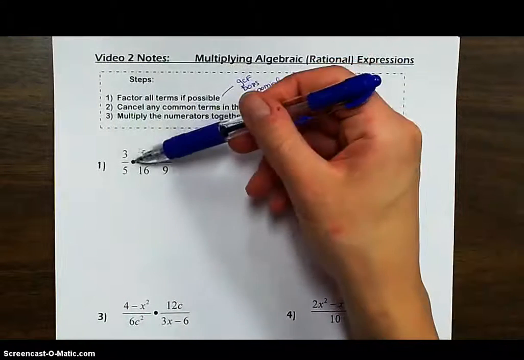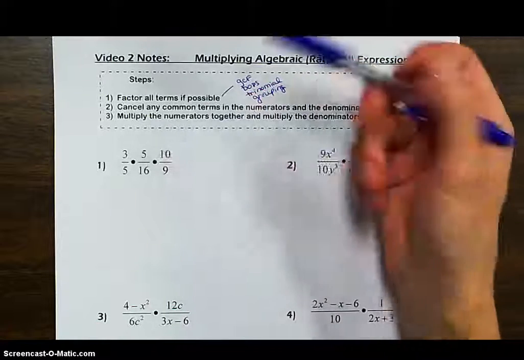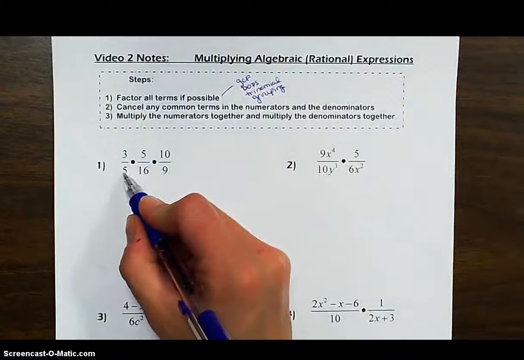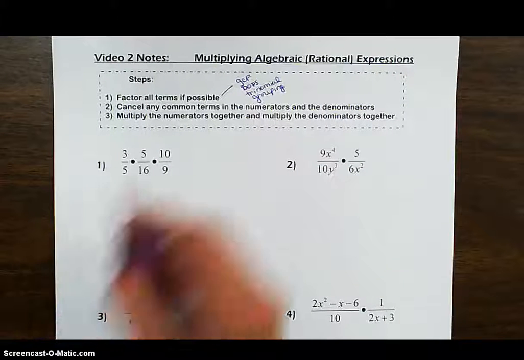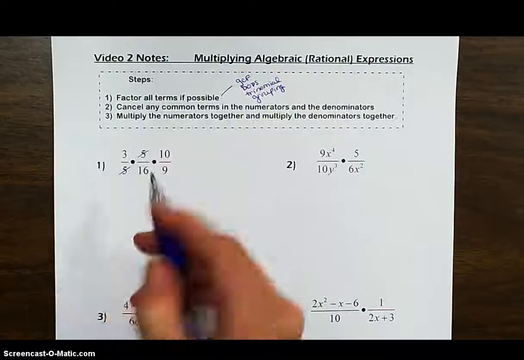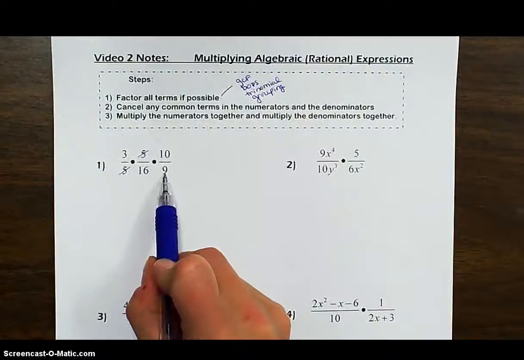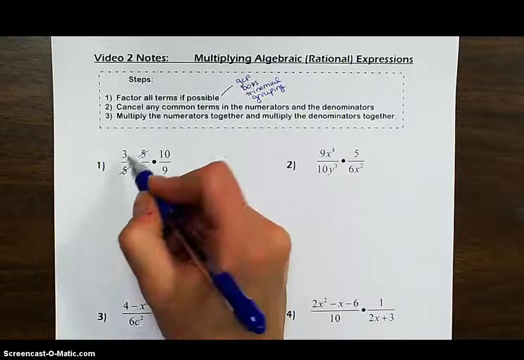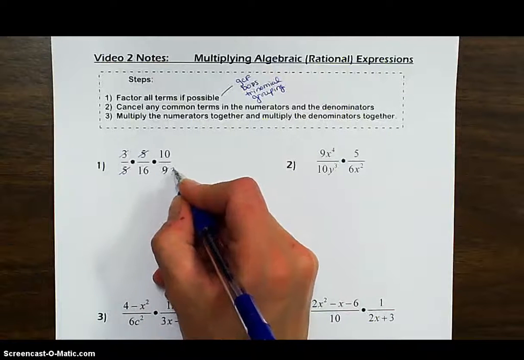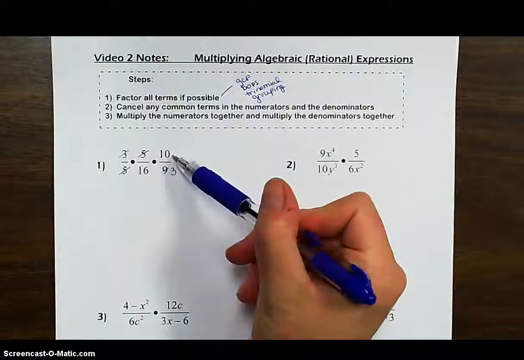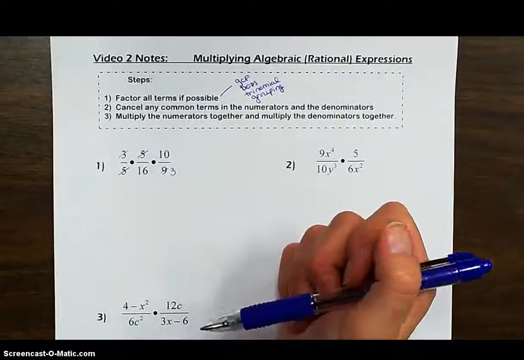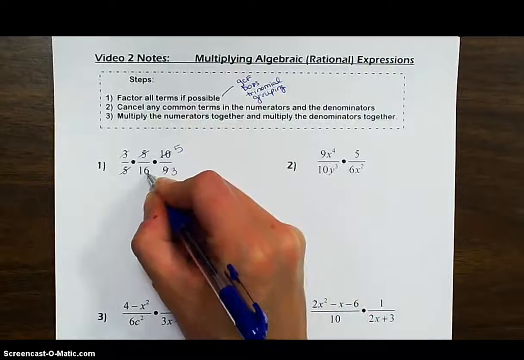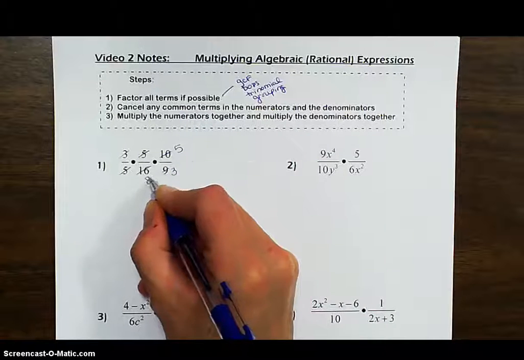So you can cancel, because we're multiplying, the dots here mean multiply, you can cancel anything in the top with anything in the bottom. So right now I see there's a 5 in the denominator and a 5 in the numerator, so I can cancel those. I see there's a 3 in the numerator and there is a 9 in the denominator, and I know 3 goes into 9 3 times, so I can cancel this with this and get a 3. And let's see, I have a 10 and a 16. I think 2 goes into both of those, right? So 10 divided by 2 is 5, and 16 divided by 2 is 8.